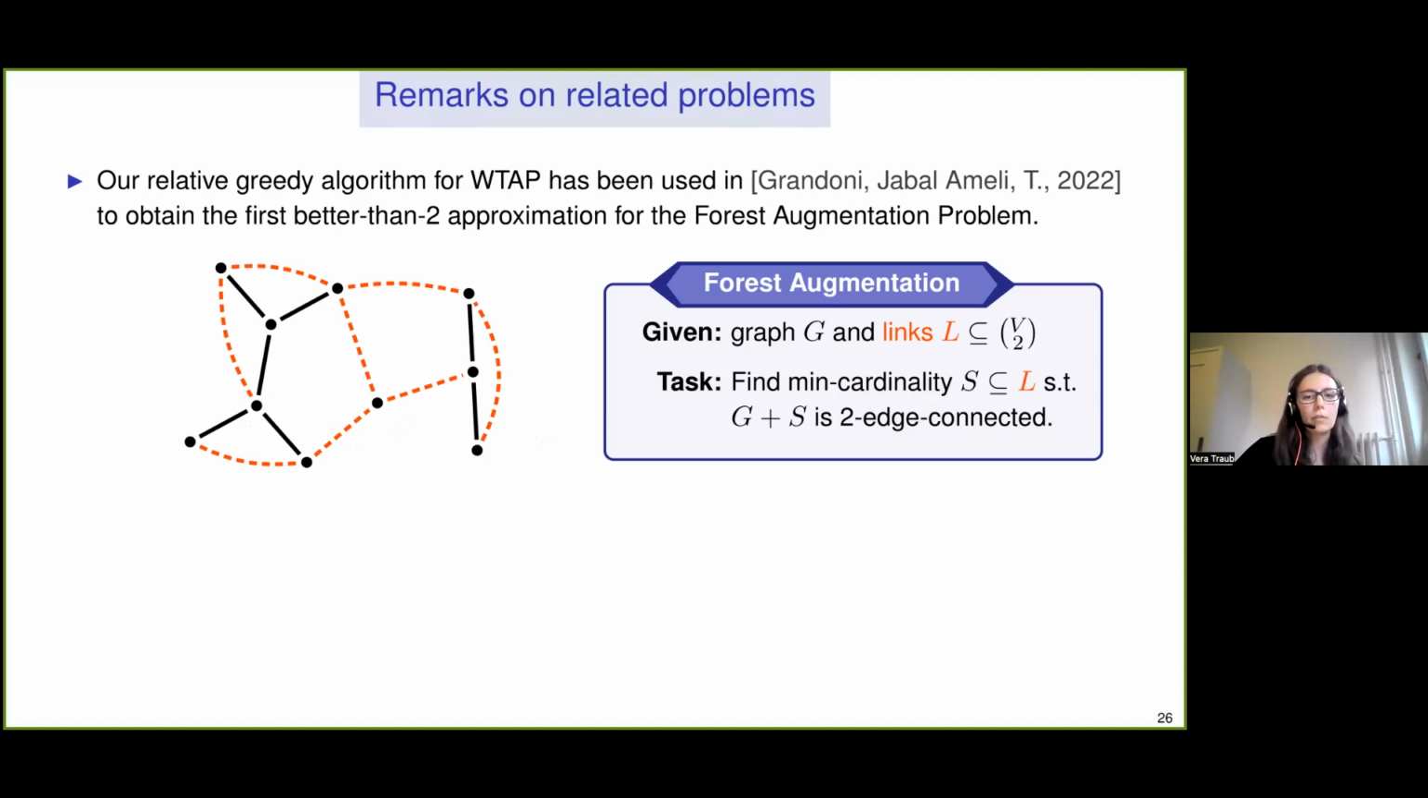And then another result I wanted to mention is an application of this technique by Burkhard, Grandoni and Jabal Ameli.